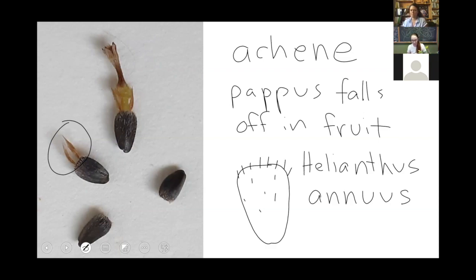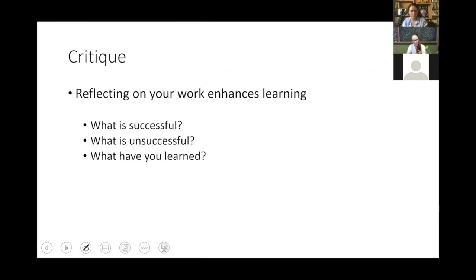So, yeah. Any other questions about sunflowers or this species in particular? I think it doesn't seem like there are any other questions, so.